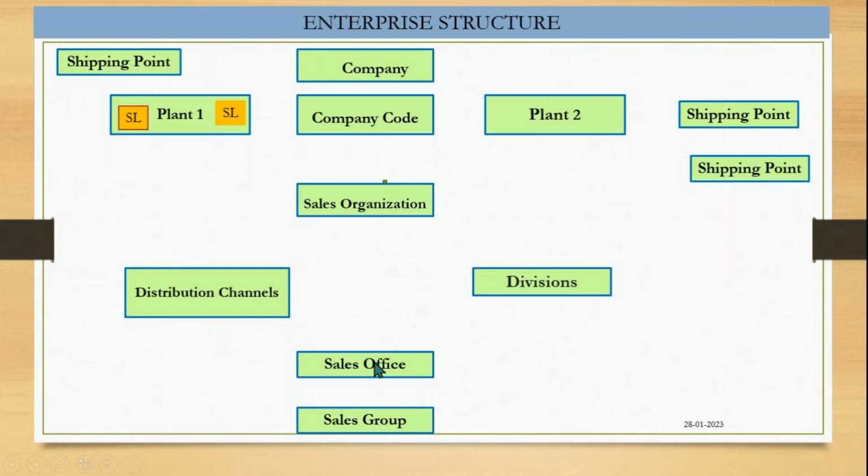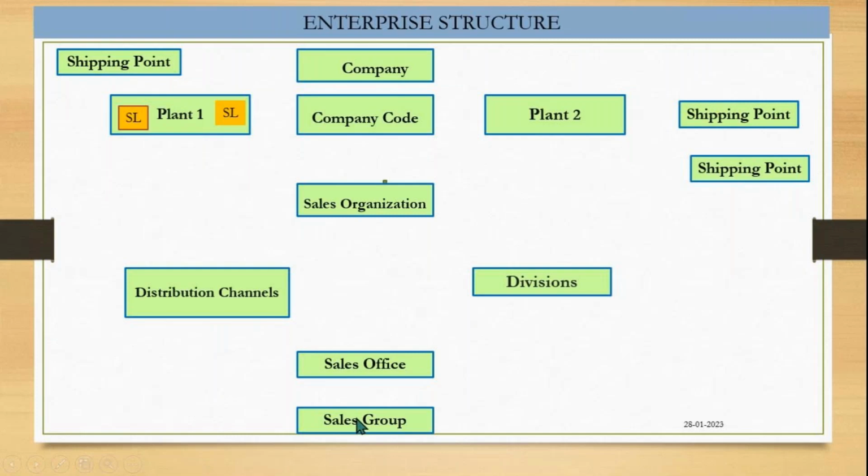Similarly, sales group. What is sales group? It is a set of employees who are doing sales transactions from one specific sales office. Let's say if you go to one office in Hyderabad, you find some employees there. They are responsible and they are selling products. So sales group is nothing but a set of employees or executives doing sales transactions with respect to one sales office.